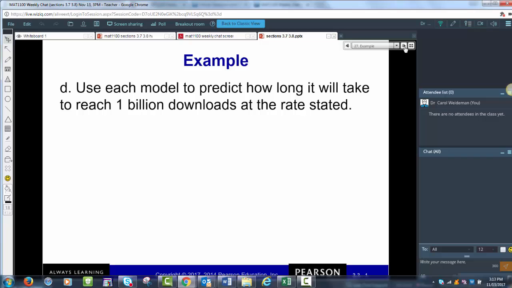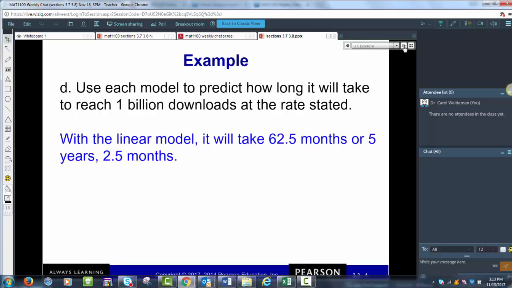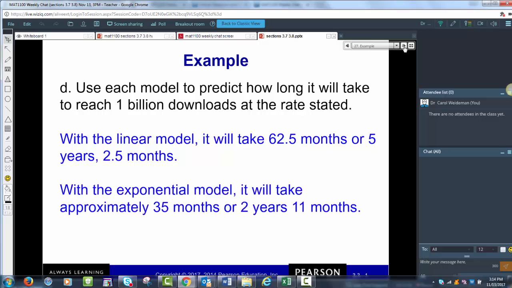Use each model to predict how long it would take to reach 1 billion. So with the linear model, if you put in 1 billion for y and solve for how many months, it takes about 62.5 months, or a little bit more than 5 years. With the exponential model, you're going to have to just guess in terms of what the multiplier or the exponent would be. It's going to take you a little bit less than 3 years. So you see what's happened by doing an exponential model there. We've cut the time to a little bit more than half of the amount of time.